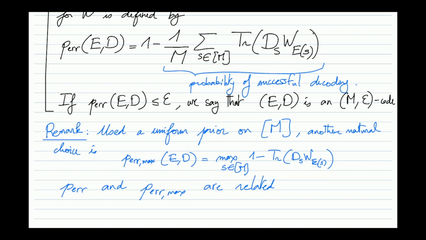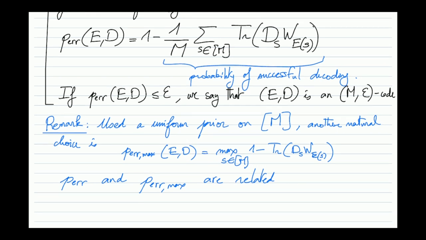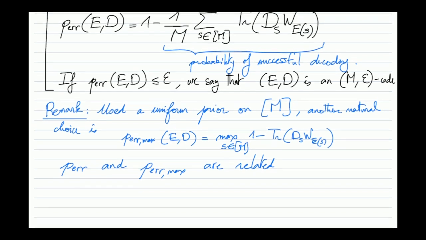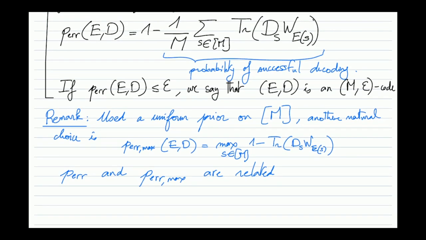The reason that we look at the average is that it's much simpler to analyze, and also that it's very easy to get from the average error probability to the maximum error probability. This is a simple exercise in your problem session. So from now on, in this lecture, I'll focus on this average error probability.